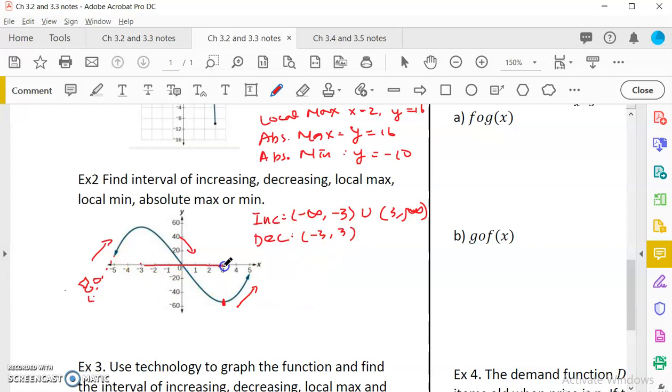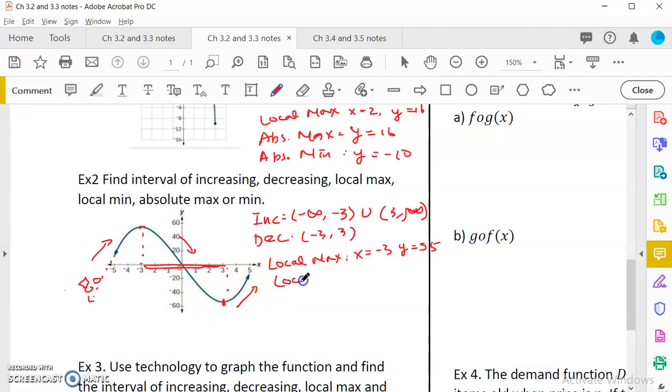This is the x interval. You don't read the y value, you read the x value for increasing and decreasing. Now for local max, you look at the y value. Where is there a small mountain? This one, right? This is a small mountain. So I think it is 60? Not yet. 50, 55, let's say. x is equal to -3, y equal to 55.